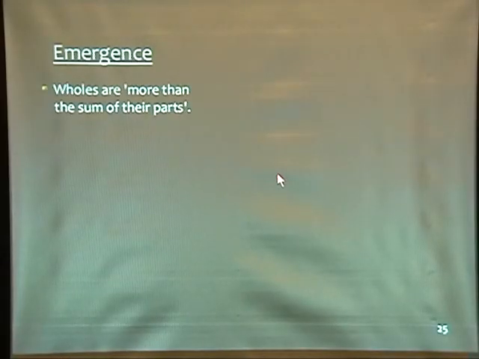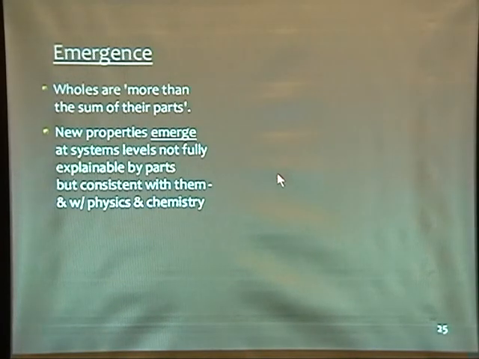This represents an ancient adage that a whole is more than the sum of the parts. Emergence is just what we call that phenomenon at this point. That is, new properties emerge at systems levels that are not fully explainable by the parts, but those system level properties are fully consistent with the properties of the parts. There's nothing mystical here. And it's fully consistent with physics and chemistry. So that's emergence and emergent properties.